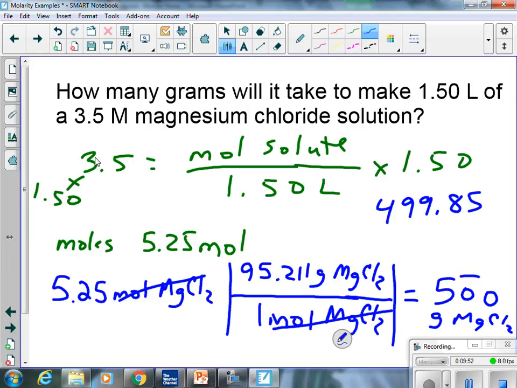Now, you can't put a bar on WebAssign. So if I'm doing WebAssign, I put this into scientific notation, which would be 5.0 times 10 to the second. Move my decimal point 1, 2, and put it into scientific notation.